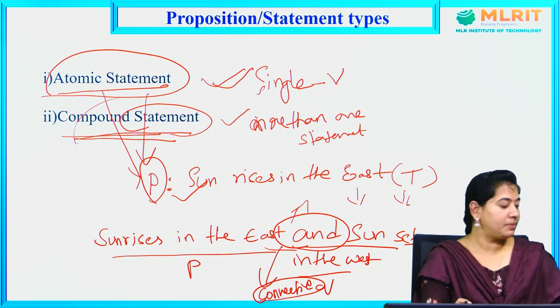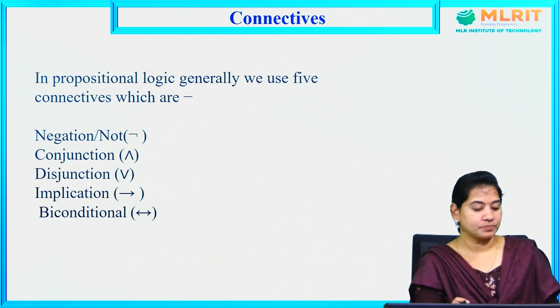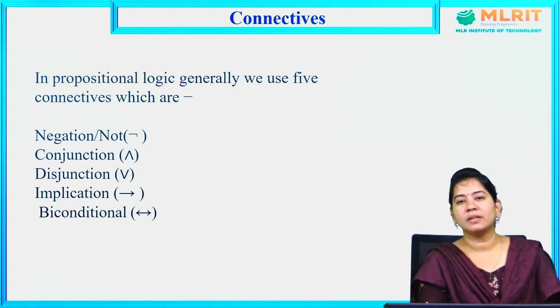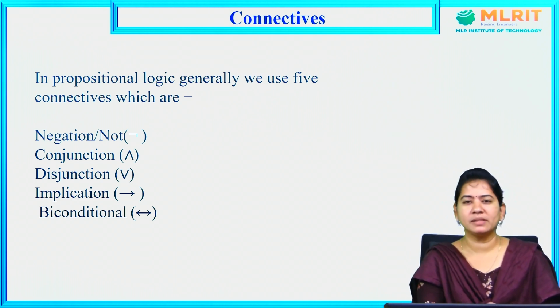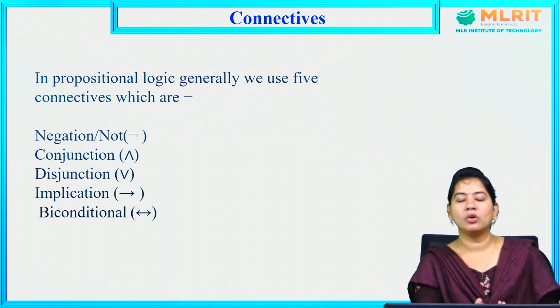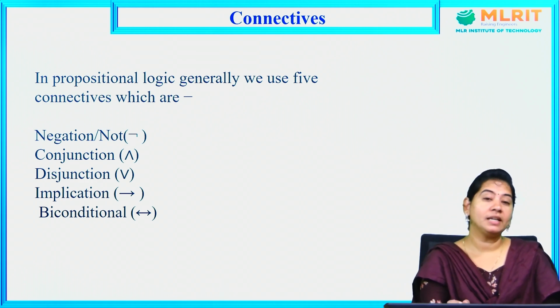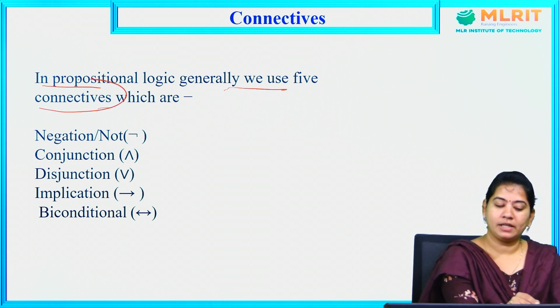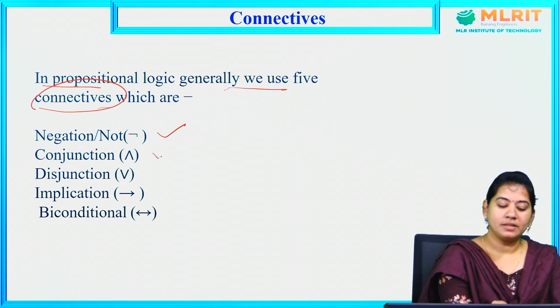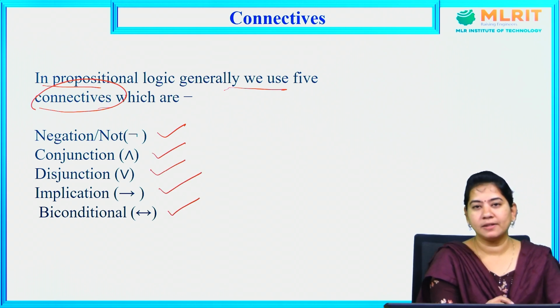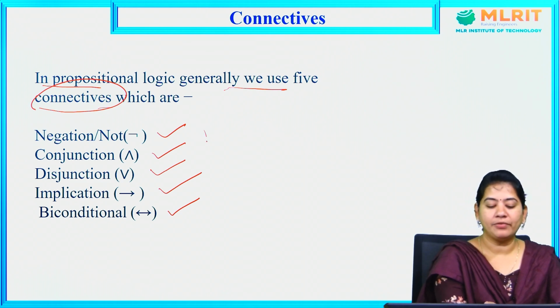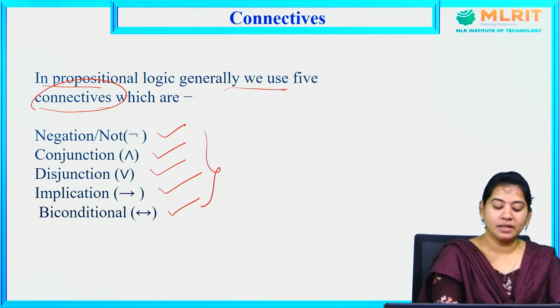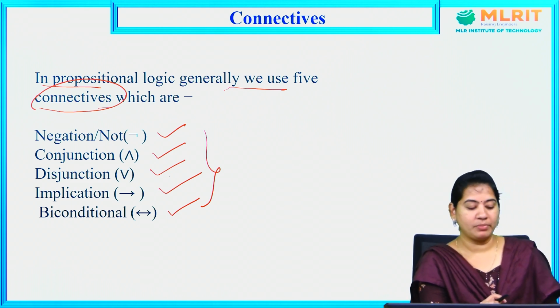So what is meant by a connective? A connective is nothing but a word or a symbol which is used to combine two or more statements. Basically, we have 5 connectives in propositional logic, which are negation, conjunction, disjunction, implication and biconditional. So let us see them one by one.